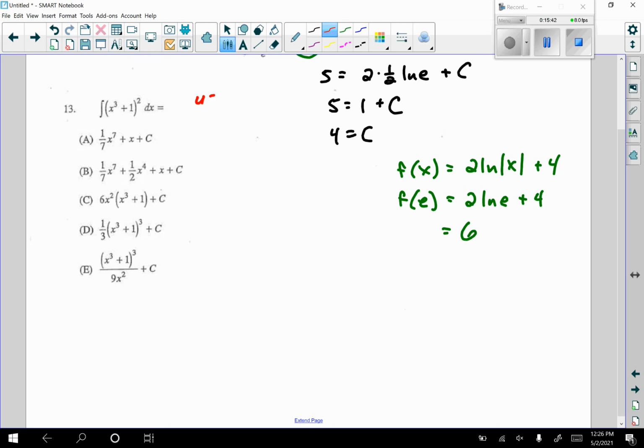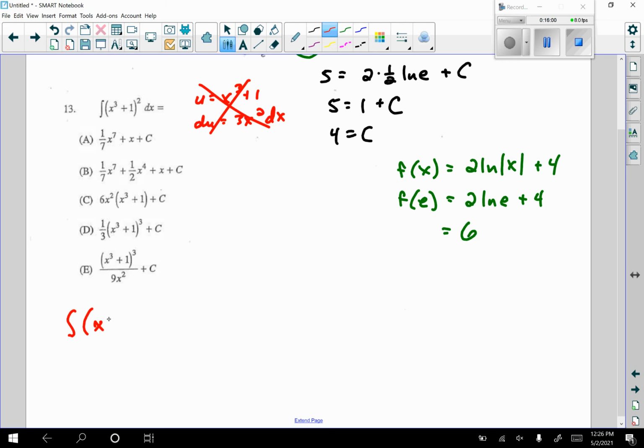All right, now for 13, the last problem here, you would think use substitution, but the problem we run into here is if u is equal to x cubed plus 1, du is going to equal 3x squared dx, and we don't have another x squared here that's going to divide out, so this isn't going to work. Because it's only squared, we can actually expand this. So we don't have to use u substitution. It would not work in this case.